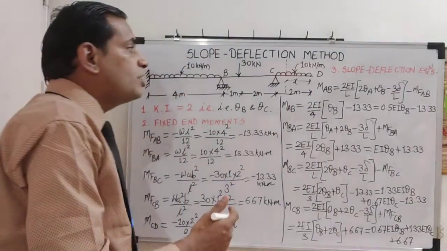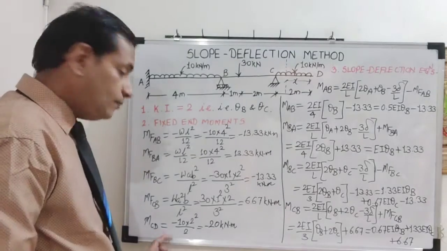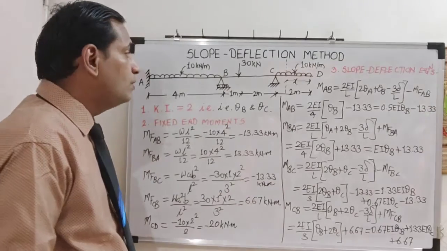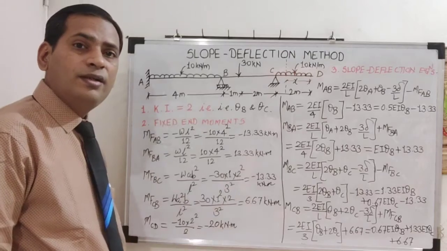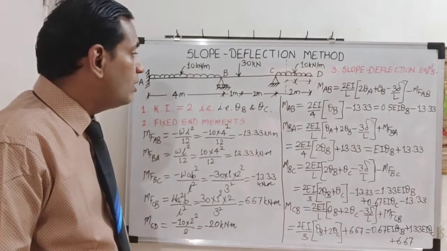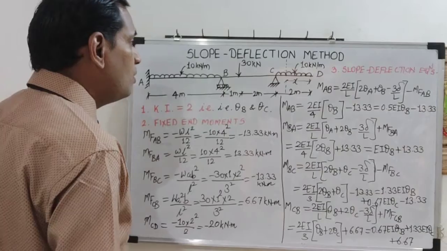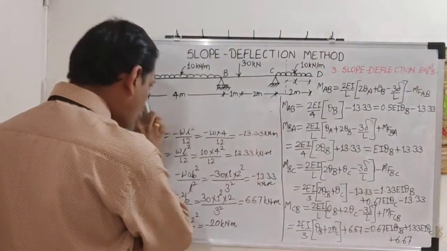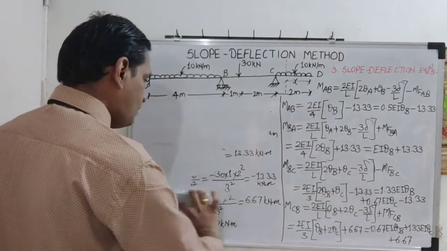Now for the third span, we have the final moment in step number 2 itself. MCD is minus 20. MDC has to be 0. So now we have to find these two unknowns. So we need two conditions of equilibrium, and for that we will form two equilibrium equations. So our next step will be equilibrium equations. So let us form these two equations from compatibility conditions.